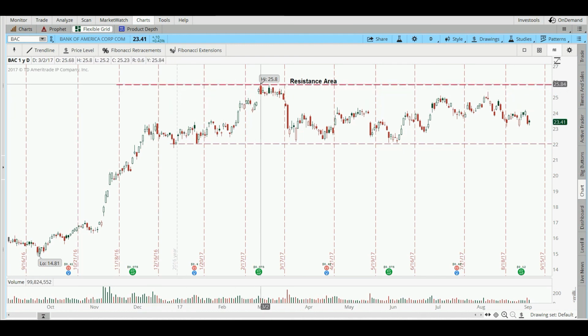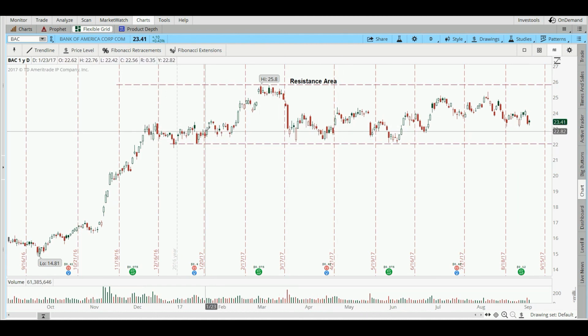We see we got this high at $25.80, but from December last year, Bank of America has not been able to go higher than $25.80. It's been trading sideways. That lets you know that all of this up here is an area of resistance for Bank of America. Buyers do not feel that this stock is worth $25.80, $26, $27. They feel this stock is worth $22, $23, $24. They feel it's worth this area, this range.